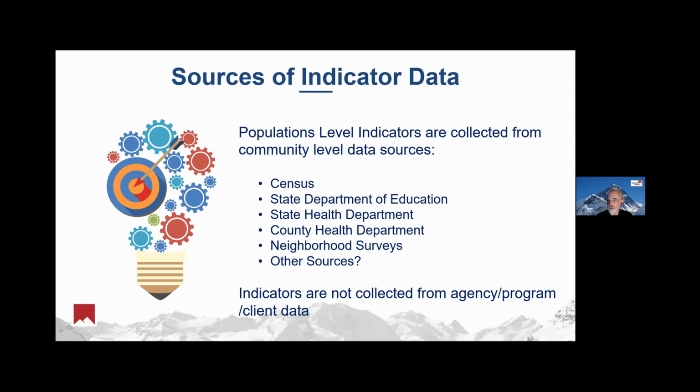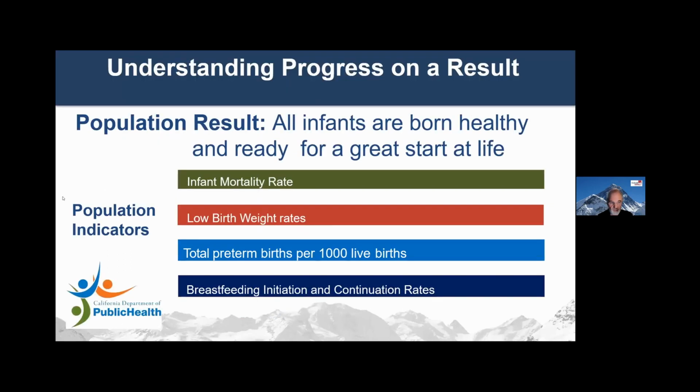You need to find out the impact of what you're doing on the entire community. And so here again, back to California, all infants are born healthy, ready for a great start at life. They're tracking infant mortality rate, low birth weight rates, total preterm births per 1,000 live births, and breastfeeding initiation and continuation rates. So that's examples of indicators that tell us how well we're doing in relation to that result.